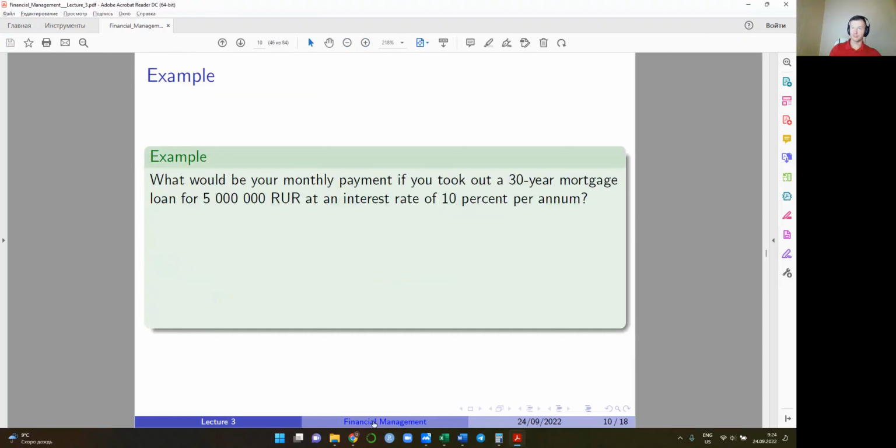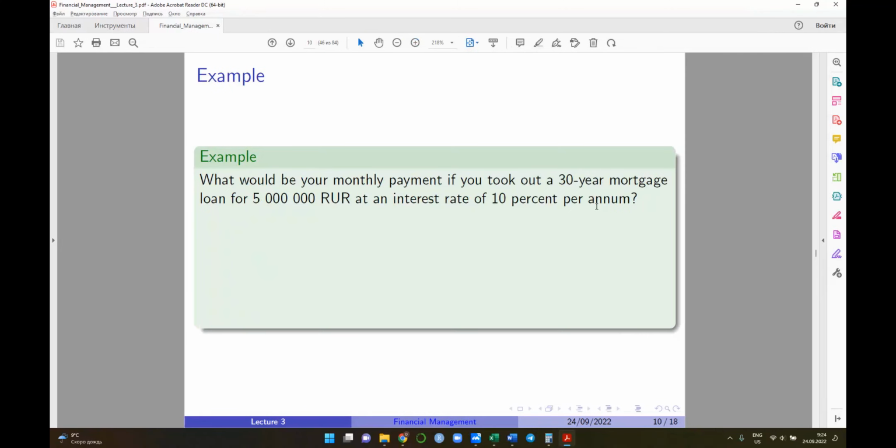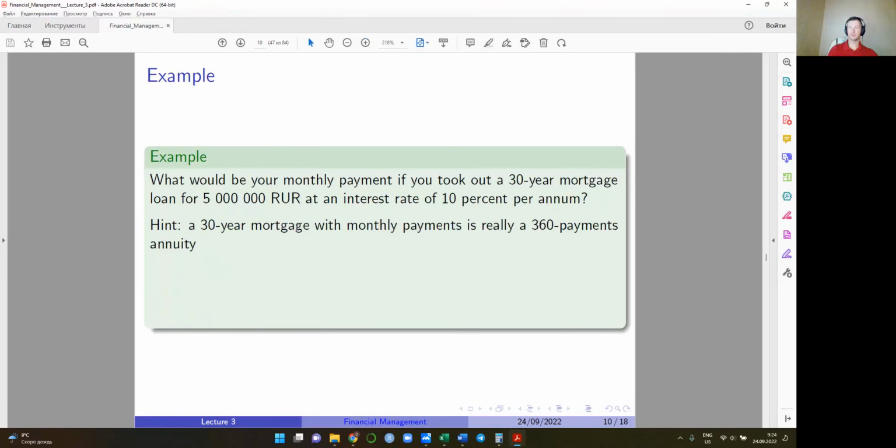So another example, a very popular example of annuity application. The question is, what would be your monthly payment if you took out a 30-year mortgage loan for 5 million rubles at an interest rate of 10% per annum? And there is a hint: a 30-year mortgage with monthly payments is a 360-payment annuity. If everything was clear on the previous slide, I will give you 5 minutes to compute the result here.